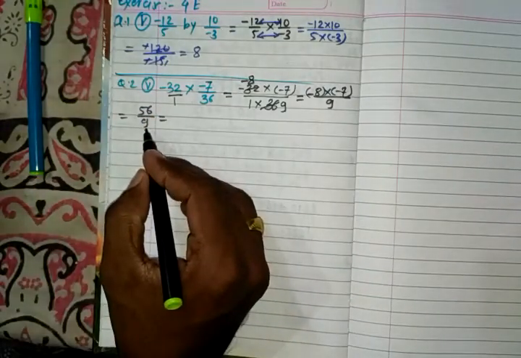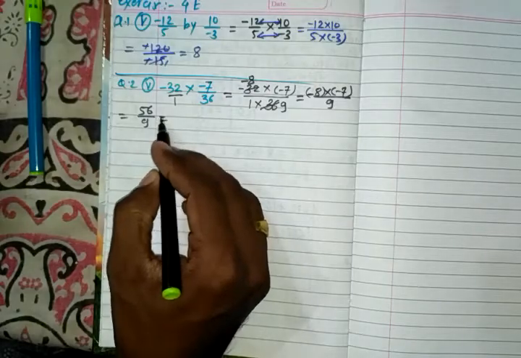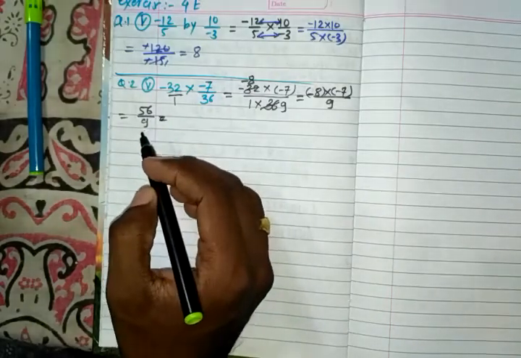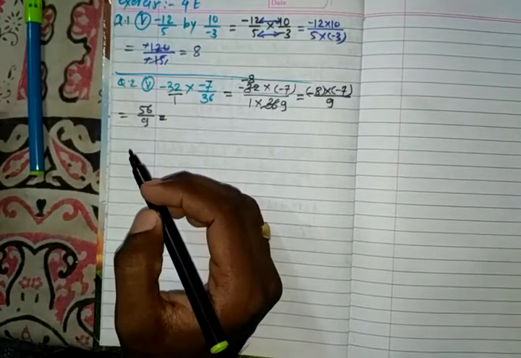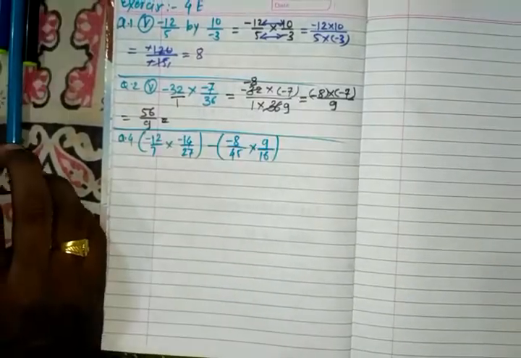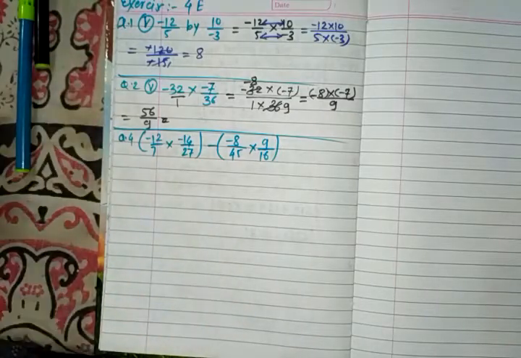After that, there is the final answer, 56 by 9. So in this way you can do any problem of question number 2 because it is the same as question number 1. Now let's see question number 4. Here also we have to simplify.